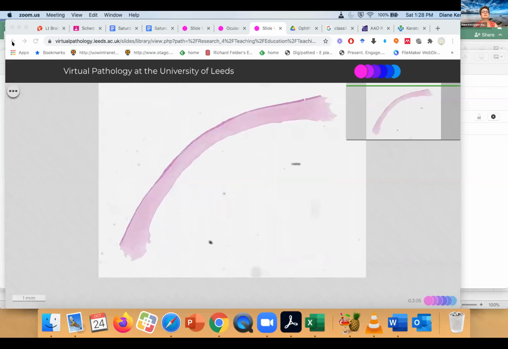Okay, and I will just find the actual thing. Okay, so here we go. It's a cornea. We can see that at low power that something's happening predominantly towards the center of the cornea.